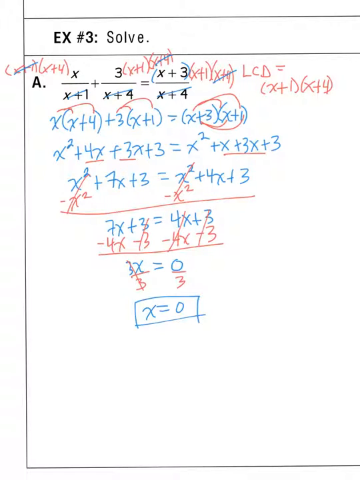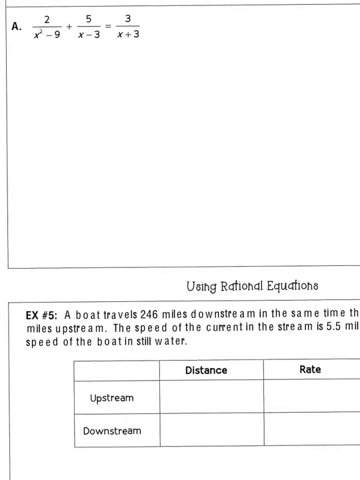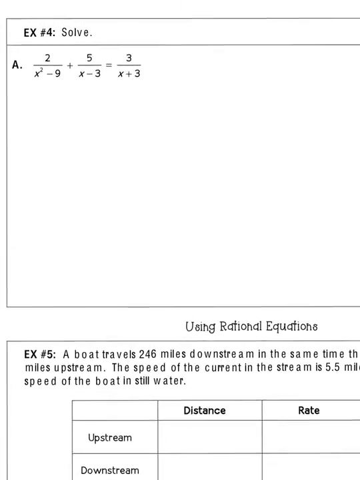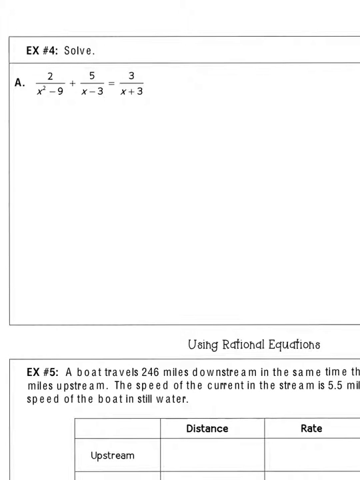All right, let's go to example 4. So this is the last example that we are going to do. And it really doesn't get any more complicated than this, to be honest. So we're going to factor. I highly suggest you factor all of your denominators first. So this one factors as, this one right here factors as x plus 3, x minus 3. And so those are two different factors, and these are also x plus 3, x minus 3.